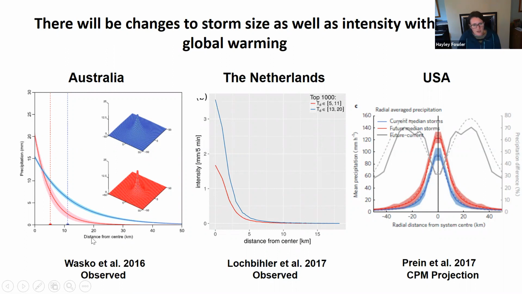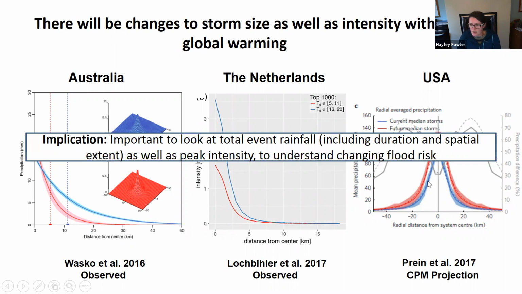What is different, however, is in Australia, with warmer temperatures, we tend to get smaller storms. So they become more intense, but smaller. Whereas in the Netherlands, you get more intense storms and they become bigger. So the total rainfall increases. And actually, that's what Andy Prein found from a convection permitting model simulation over the USA for the end of the century. And he found actually that you get an increase in the peak intensity of the storm, but also an increase in the size as well. We found similar results over the UK as well with our convection permitting model results.